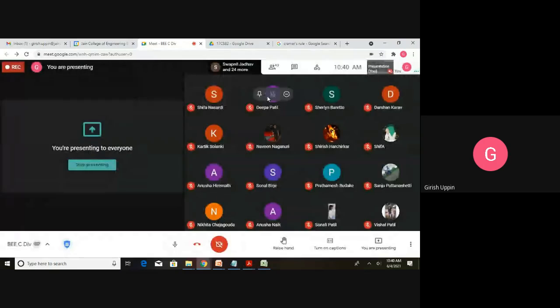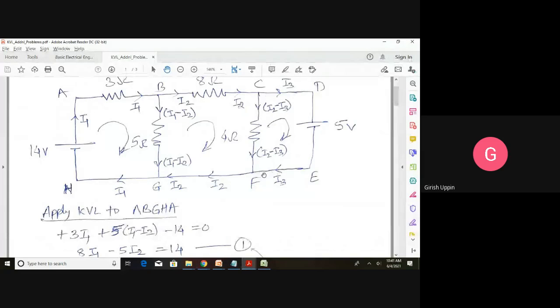This resistor, no resistor, and then we come to this path. Now the direction of tracing is like this, and the direction of current is like this, which is opposite. And what is the current that is flowing here? I2 minus I3. So this voltage drop is going to be negative because the direction of the current and the direction of the tracing are opposite. So what is the voltage drop? Minus 4 into (I2 minus I3).